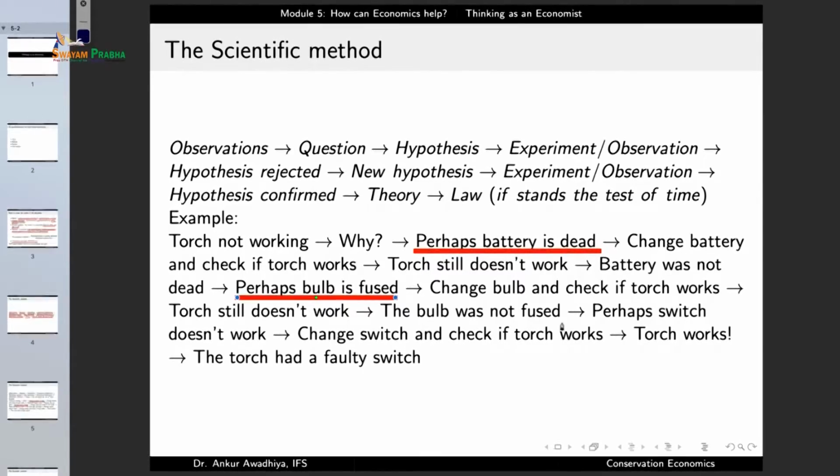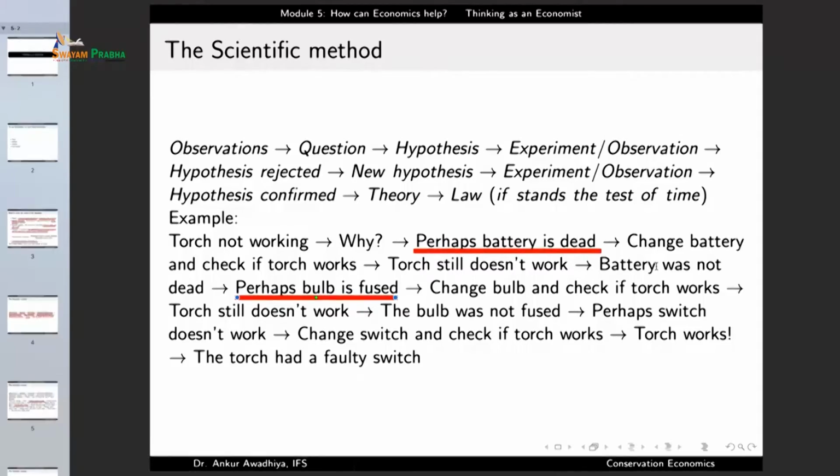And in that case, one by one, we are formulating a hypothesis, we are testing the hypothesis, and we are accepting or rejecting the hypothesis. So if the bulb is not fused, then perhaps the switch is not working. So in that case, the experiment is you change the switch and then check if the torch is working. And now through this experiment, you come to know that the torch is working.